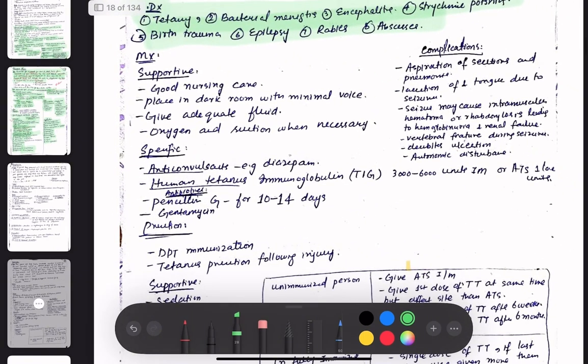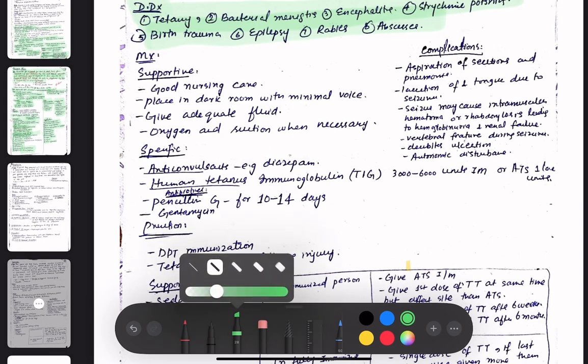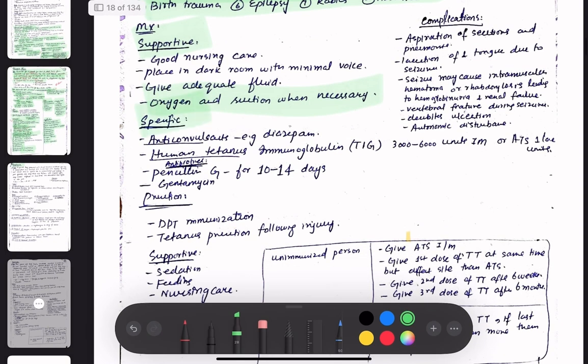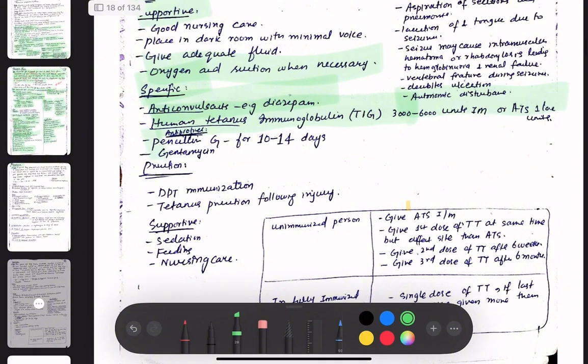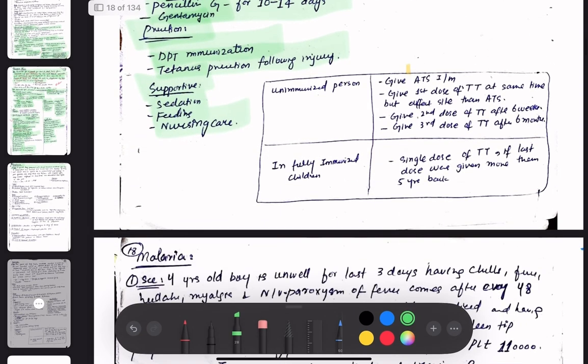Now the management options are supportive and specific. In supportive care, good nursing is provided, the patient is placed in a dark room with minimal noise, and given adequate fluid, oxygen, and suction when necessary. The specific treatment is that anticonvulsants are given, for example diazepam for fits, and human tetanus immunoglobulin is given, which is 3000 to 6000 units intramuscularly, and penicillin G is provided for 10 to 14 days, and gentamicin is given. The prevention is done by DPT immunization, that is diphtheria, pertussis, and tetanus. The supportive treatment is sedation, feeding, and nursing care.